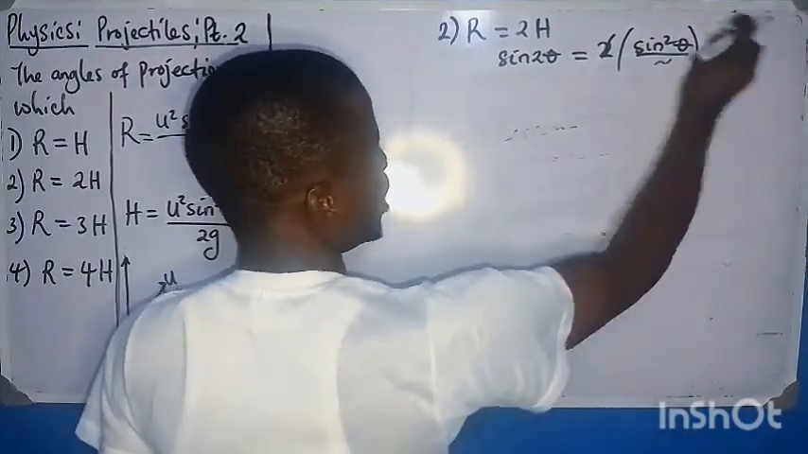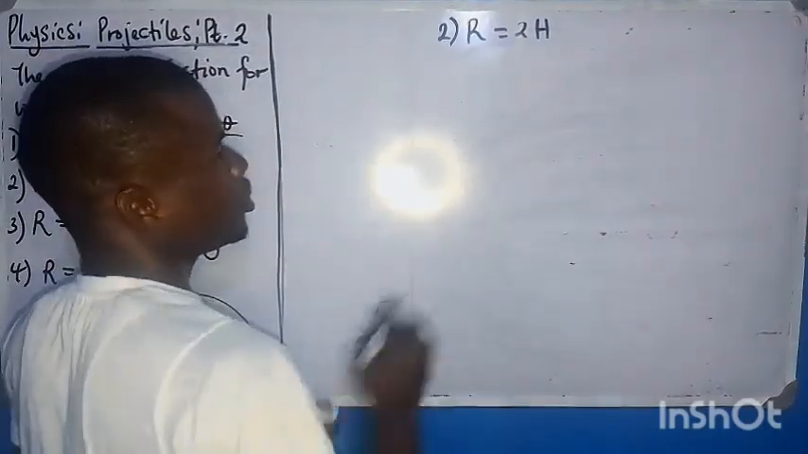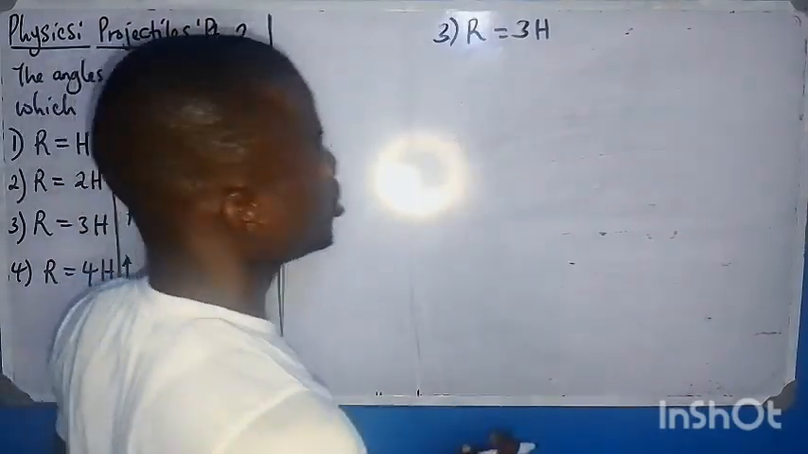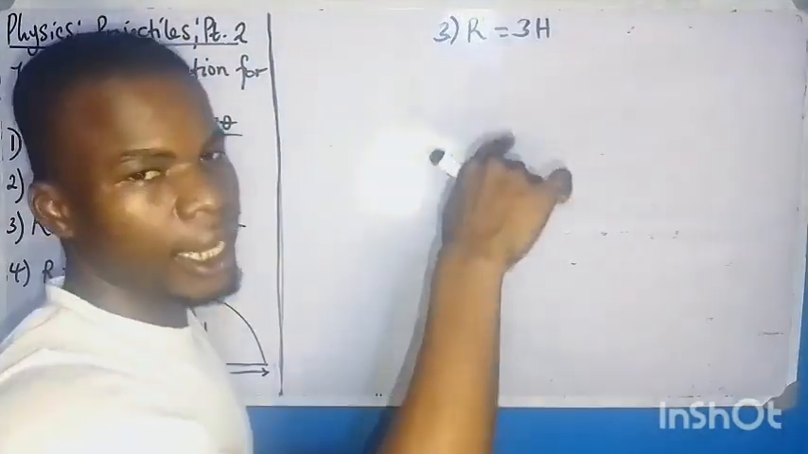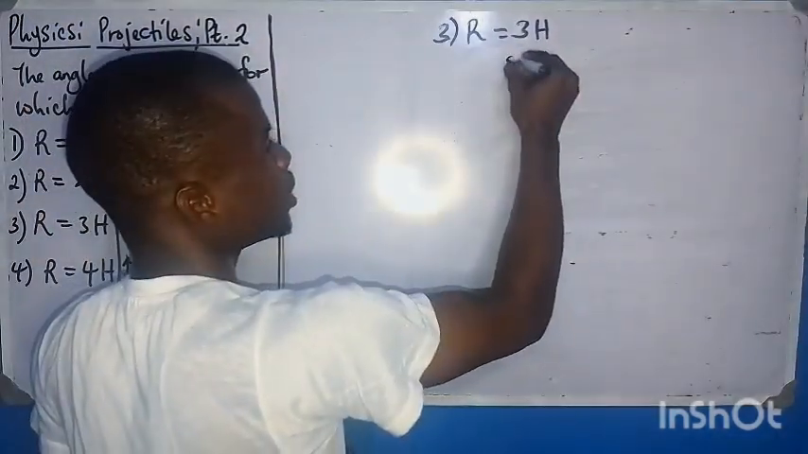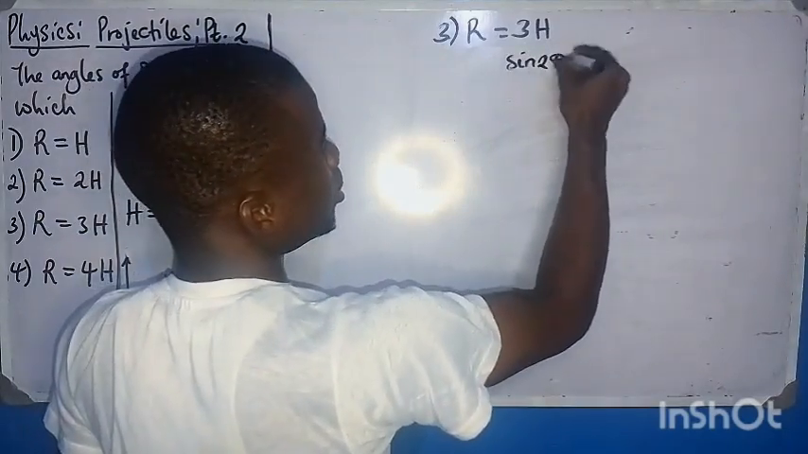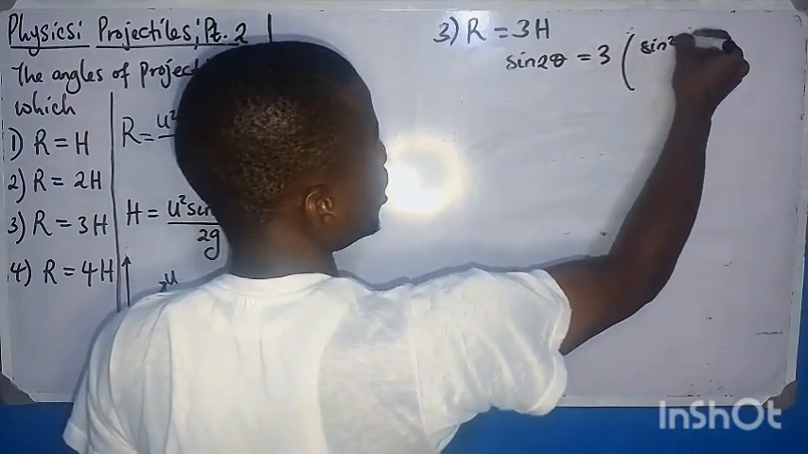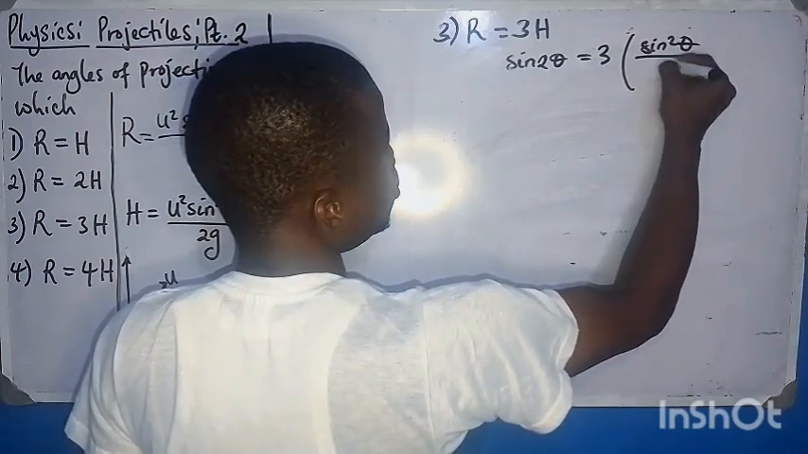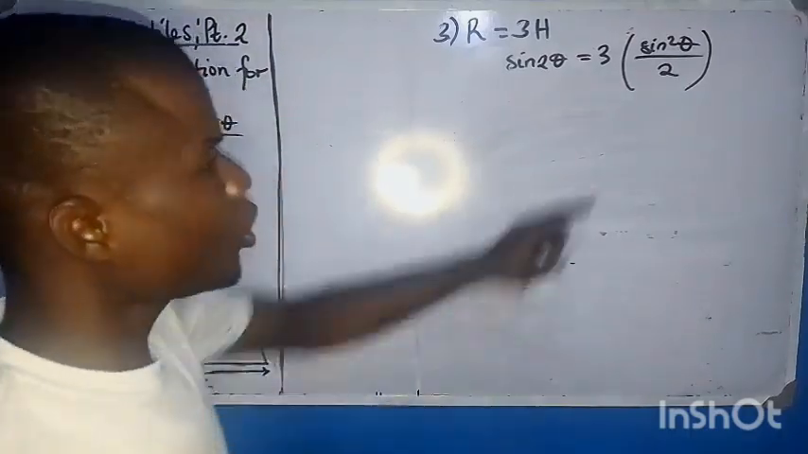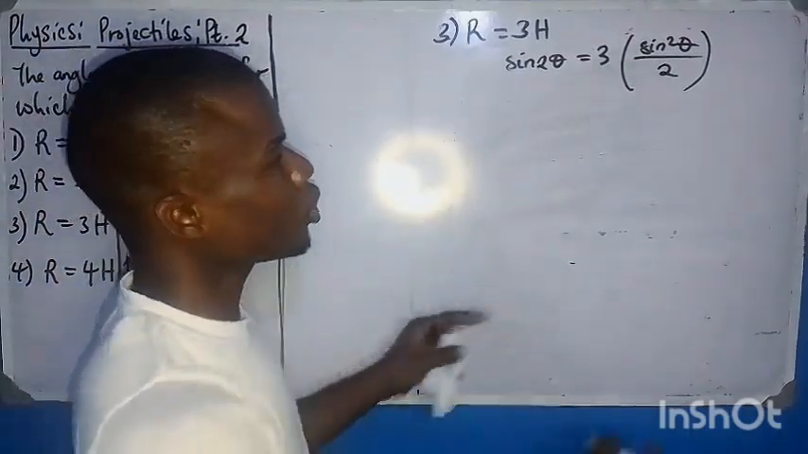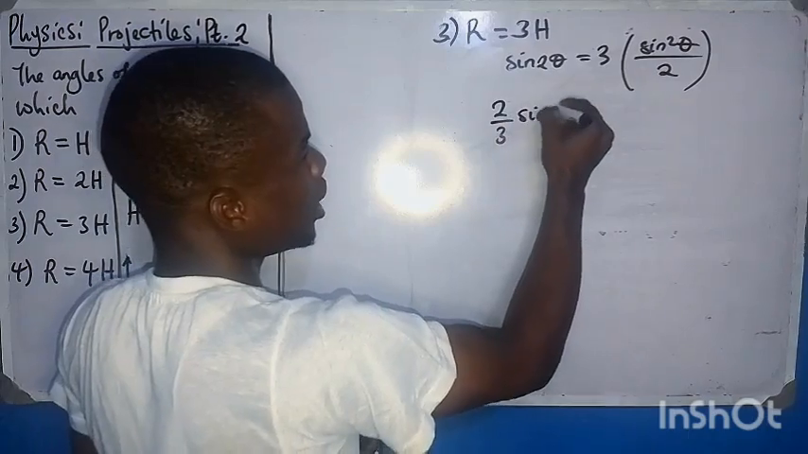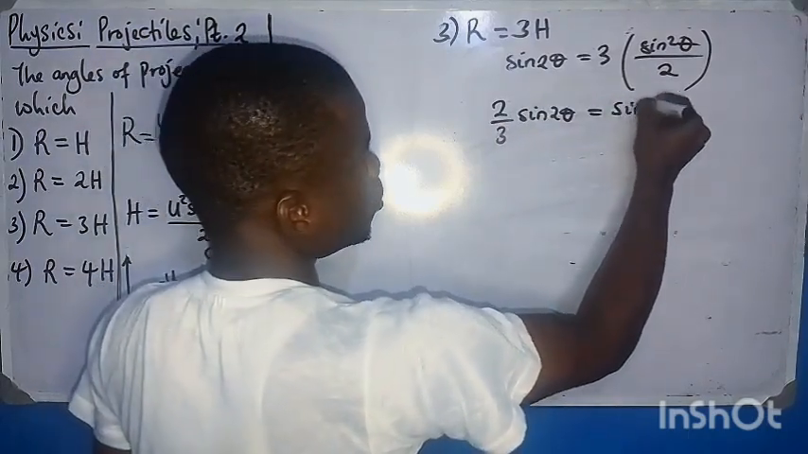Let's look at case 3. That is when R is equal to 3h. Remember, we leave out the u squared and the g because they are not necessary here. So we have sine 2 theta should be equal to 3 times what is left here, sine squared theta all over 2. How do we remove this? This is 3 over 2, so if we bring it to the other side, it becomes 2 over 3 times sine 2 theta should give us sine squared theta.